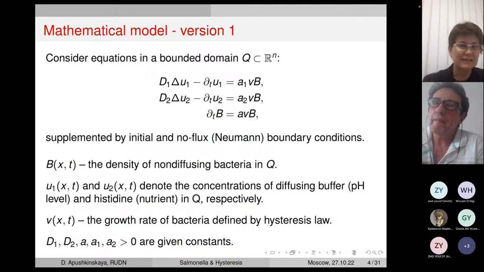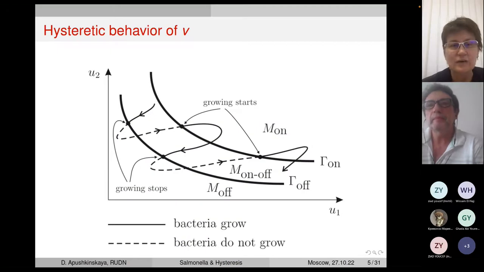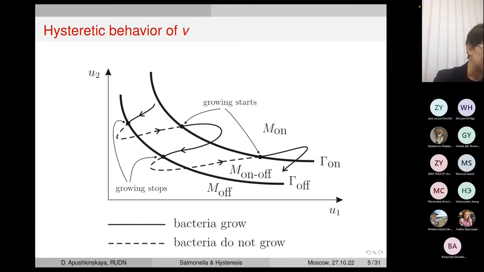So in fact, what has happened here? In the simplest case, we just say that our function V takes a value, let's say one, if the values of U1 and U2 are large enough, and the value minus one if U1 and U2 are small enough.